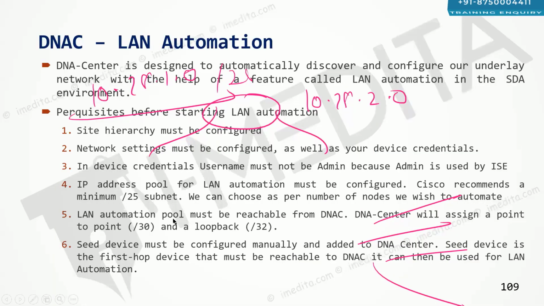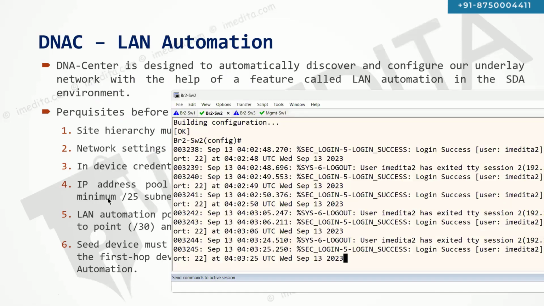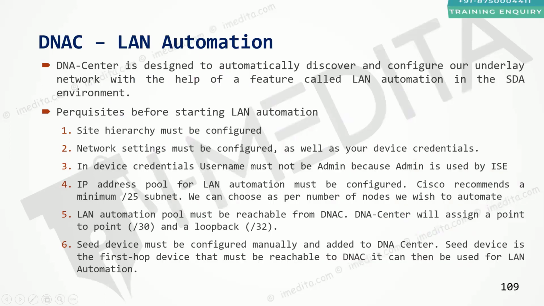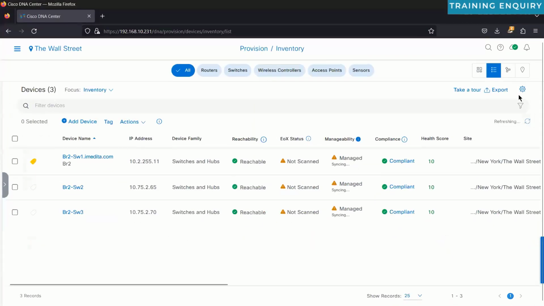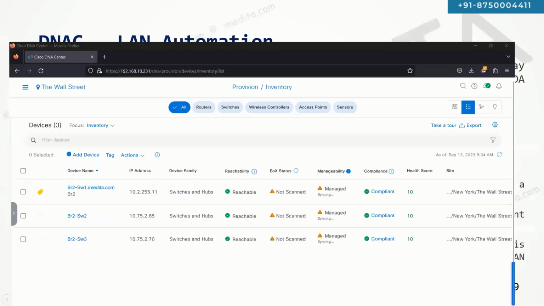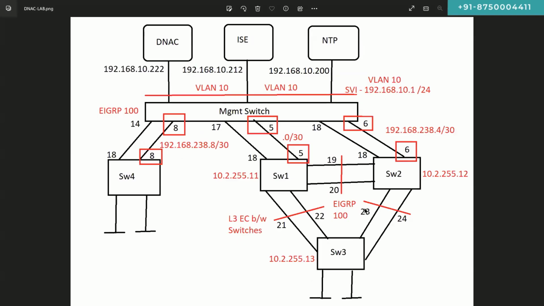Here, the LAN automation pool must be reachable from the DNS center. How you are going to make that reachable is your concern. You need to be aware of the routing between the DNS center and the newly added switches so that the reachability can be there. If multiple routing protocols are used, for example here in our topology we are using EIGRP and here we are using ISIS, redistribution will be required between EIGRP and ISIS to make full reachability in the underlay network.